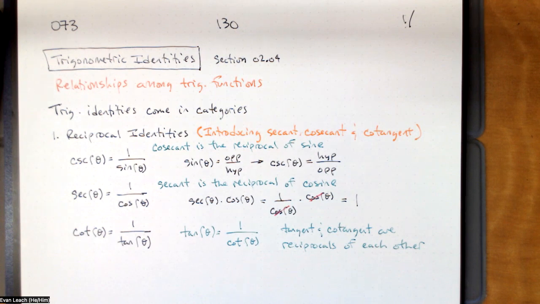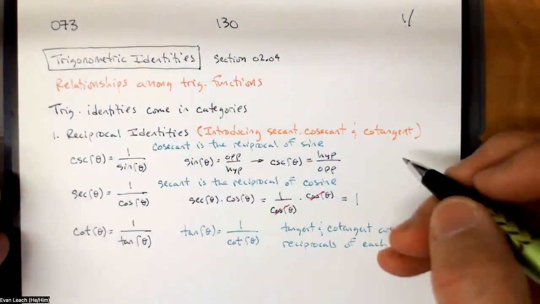This is another way we can talk about reciprocals. They're reciprocals of each other. This means I can also write cosine equals 1 over secant, and sine is 1 over cosecant. Those are also valid expressions of our reciprocal identities.